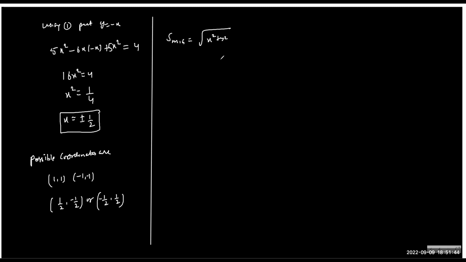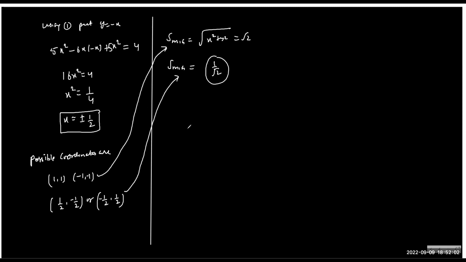If you choose the (1, 1), what do we get? Root 2. And this will give you 1 by root 2. So which one is minimum? The lowest value. So using this pair of equations, we get this answer. Using this pair, we get this answer. So we want the minimum. So which one is going to give you the minimum of all? This pair of coordinates.